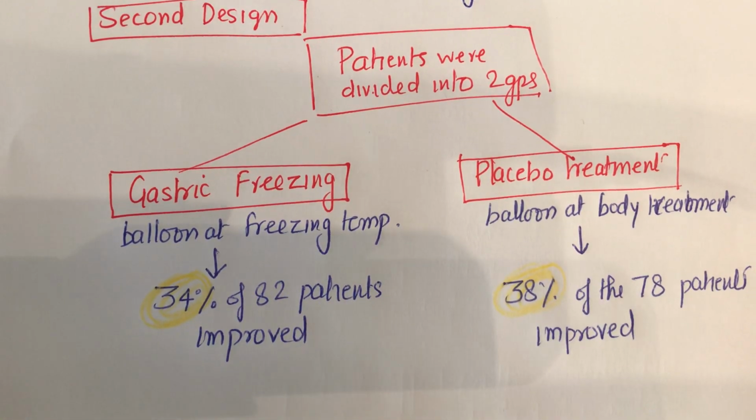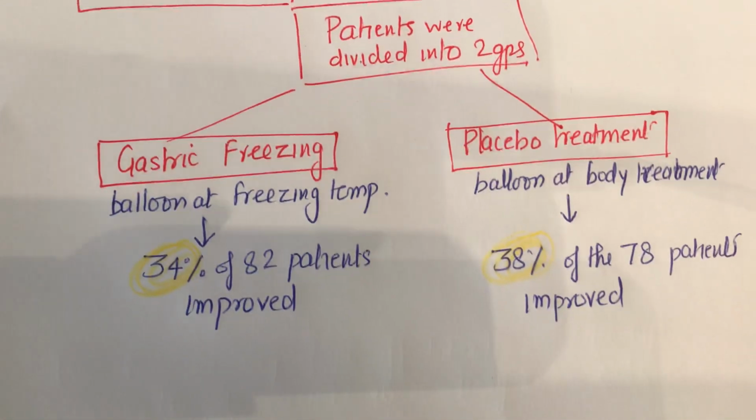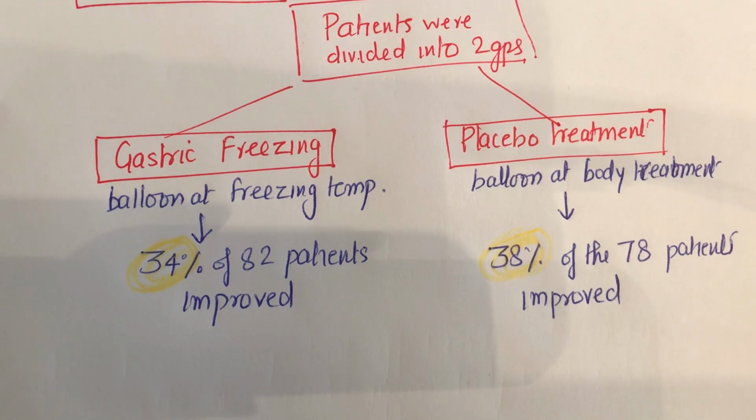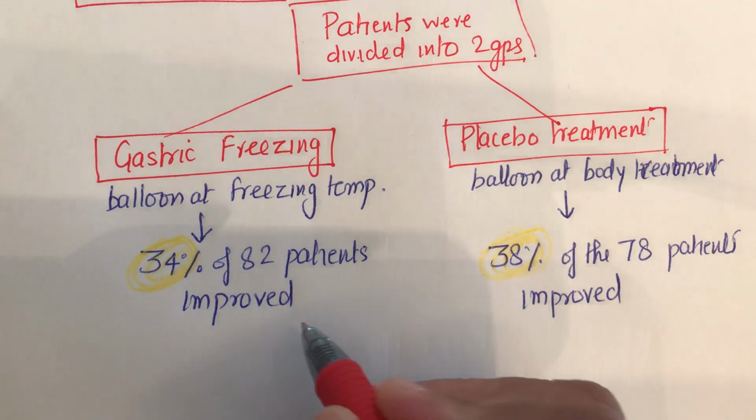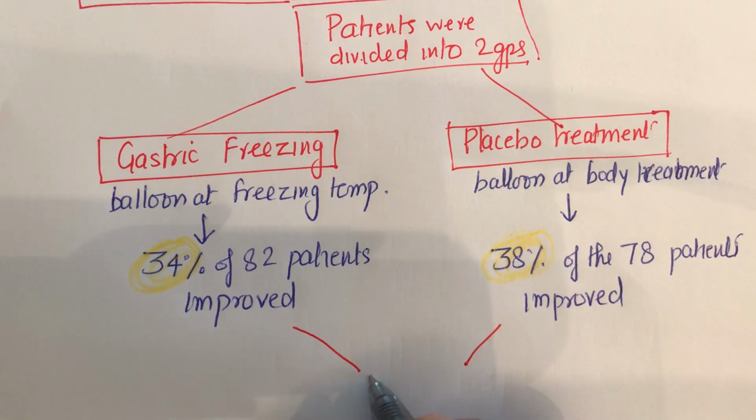So not a big difference. It's not a significant difference where we can easily say that yes, gastric freezing really worked and the placebo effect didn't work. So that puts a question mark. How effective is gastric freezing? So from here, we had a conclusion.